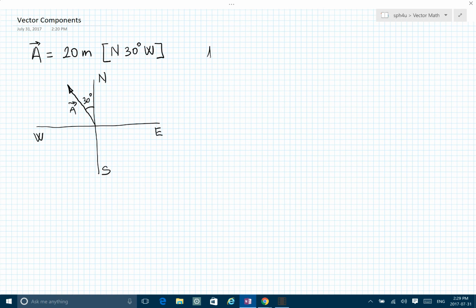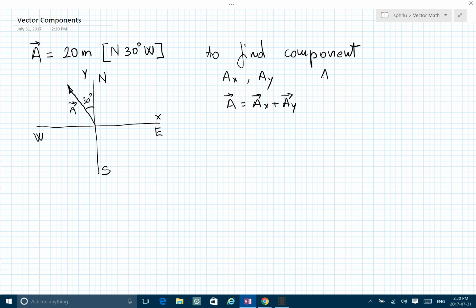So what does it mean to find components? Remember, earlier we talked about the y and x-axis. To find components means to find two vectors along the y and x-axis so that vector A is actually the vector sum of these two. What is so special about AX and AY? AX is perpendicular to AY. All right. How do we do that?